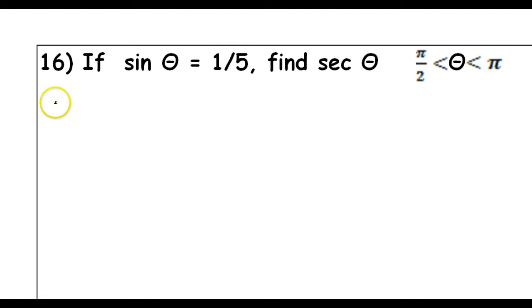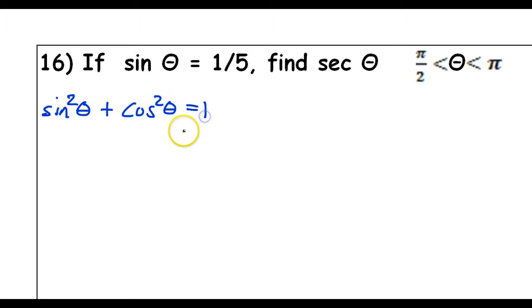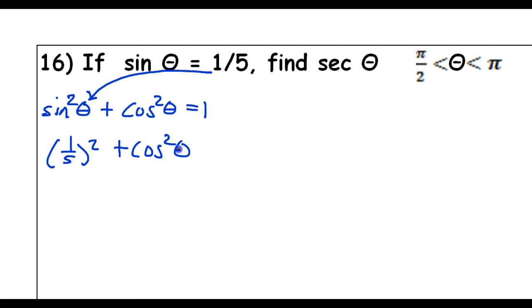So here we go. We know that the sine squared theta plus the cosine squared theta is going to equal 1. So let's go ahead and substitute 1/5 in for sine theta. So that's going to make this 1/5 squared plus cosine squared theta is equal to 1. Well, if you square this, you're going to get 1/25 plus cosine squared theta is equal to 1.